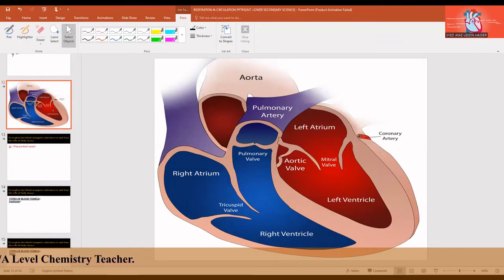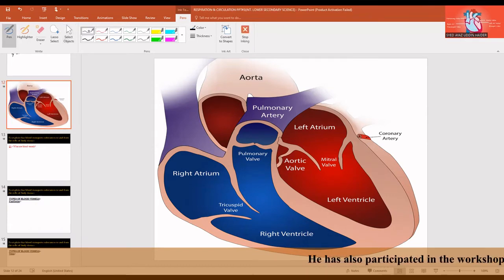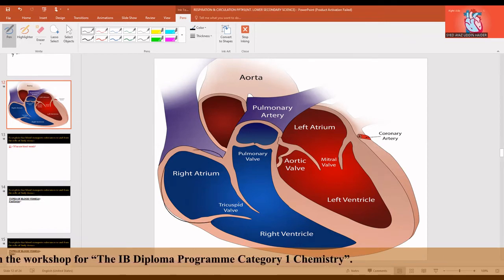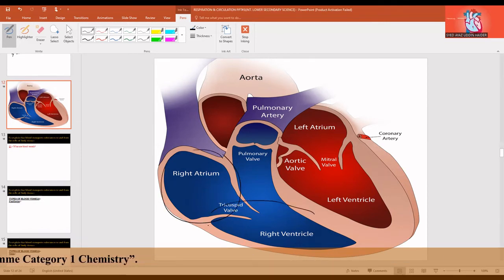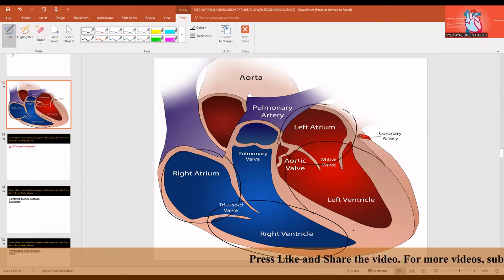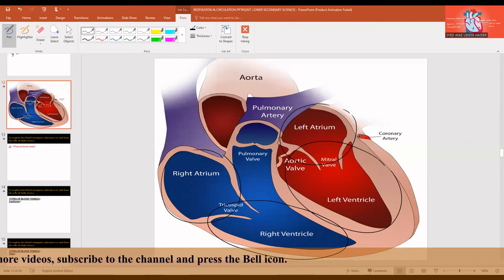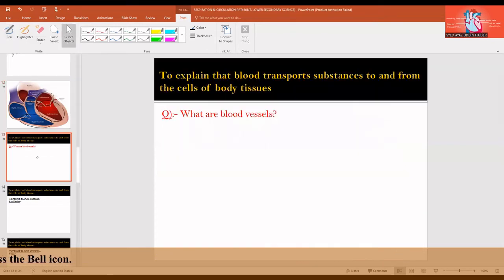Now, this is the diagram of the human heart. See, it has 4 chambers. These are the 4 chambers: right atrium, right ventricle, left atrium, left ventricle. These chambers are very important and they play a very important role in the circulation of blood in our body.